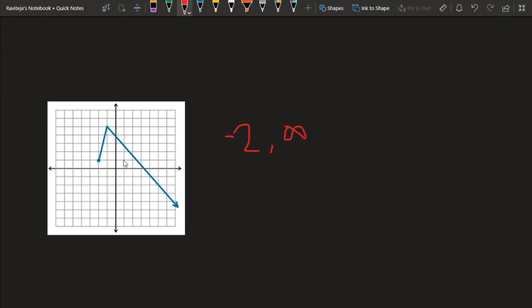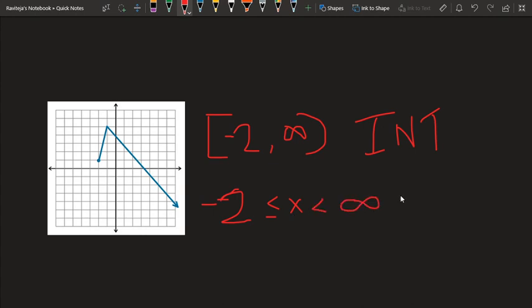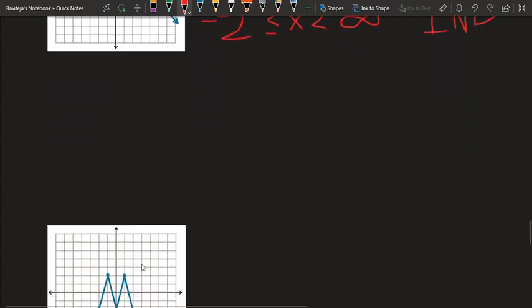Is negative 2 included? Yes, because there's a closed circle, so we put a bracket. And since this is a positive infinity, we'd put a parentheses around that, and this would be our interval notation. And our inequality notation for this case would just be negative 2 is less than or equal to x, which is less than positive infinity. Okay, on to another example.